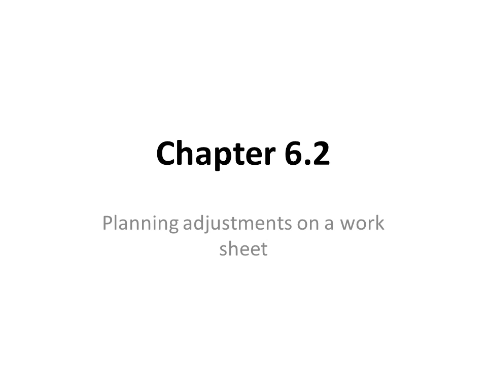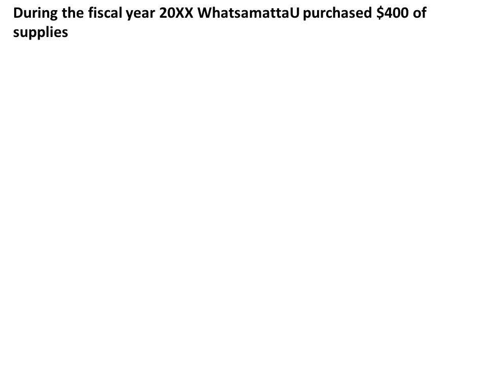Chapter 6.2, Planning Adjustments on a Worksheet. Before we get going here, we want to talk just a little bit about what an adjustment is. For this lesson, an adjustment is basically going to represent the amount that we used.